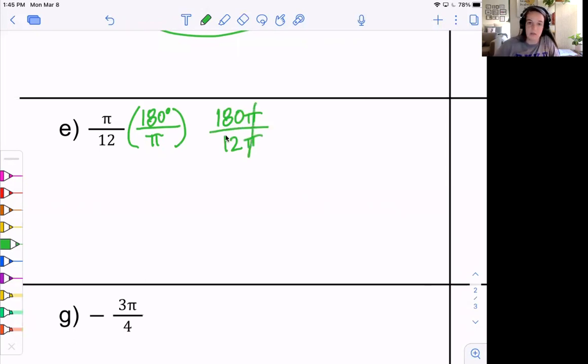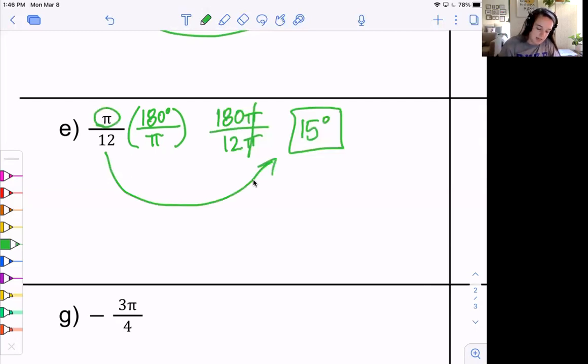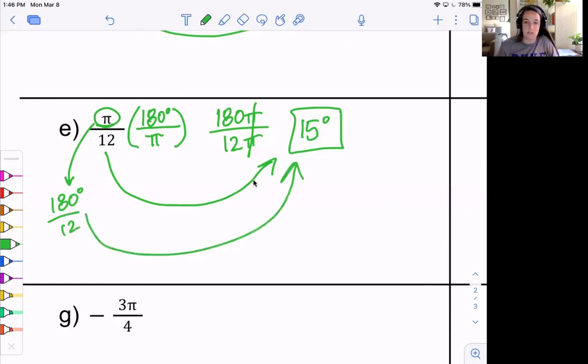And I can do some quick math here. 180 divided by 12 is a whole number, 15. This is 15 degrees, right? 15 degrees here. So pi over 12 would be 15. If you think about it in a different way, if pi is 180 degrees, you know those things are the same, divide them into 12 sections, you would get 15 degrees per section. So you can think about it in two separate ways there.